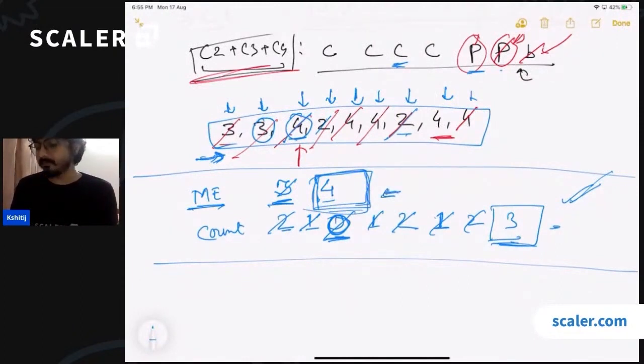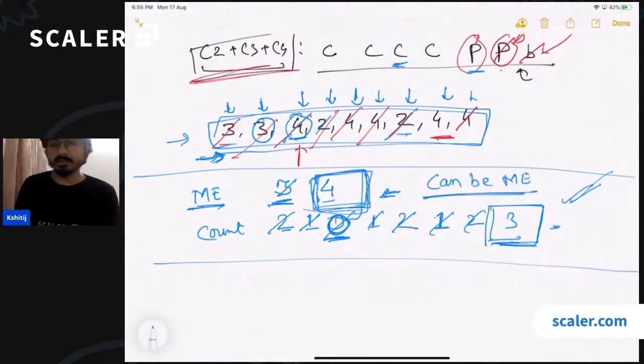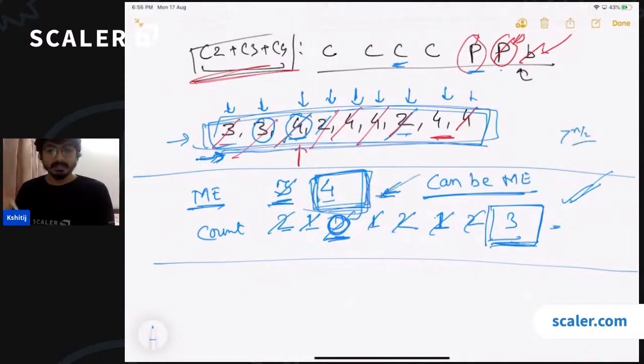So here if you get 4 with a count which is greater than 0, you will run a loop over your initial array and count the occurrences of this prospect majority element. This can be the majority element, not sure. This is the only candidate for a majority element. So if you get something here with a non-zero count, you will just check and count the occurrences. If they are greater than n by 2, then you can say that this is the majority element.